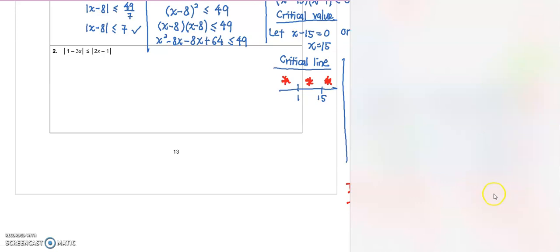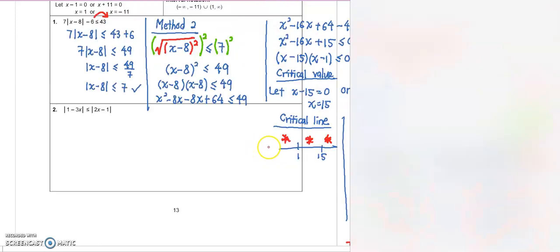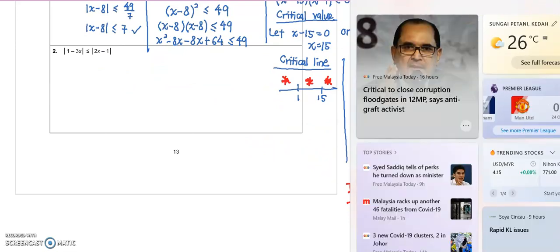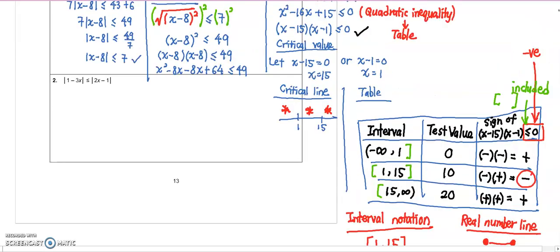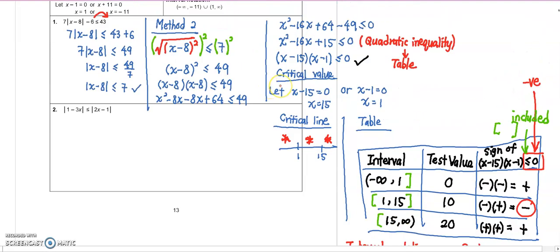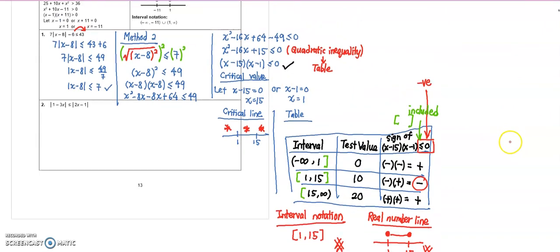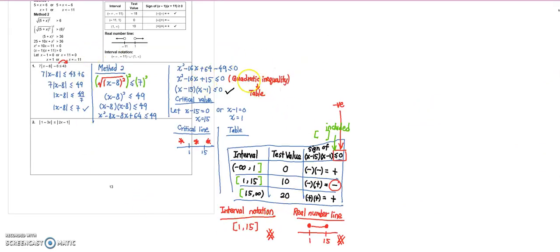Okay, sorry. From here, this is method number 2. I make it smaller. This is how we're going to use method number 2 by solving this question. So you can see that method 1 is faster. But for method 1, you have to remember the formula.